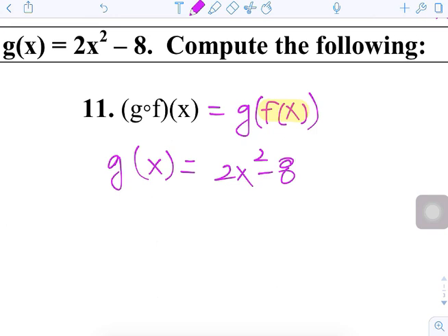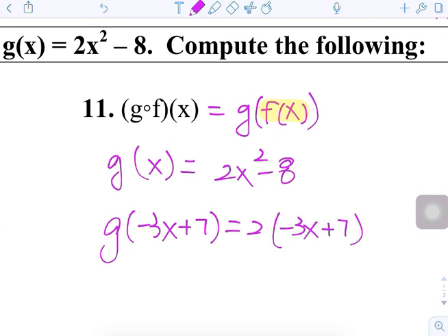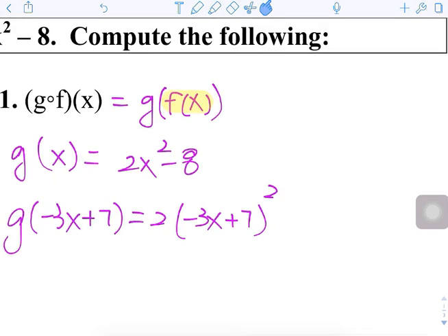Oh, sorry, my phone buzzed. Okay, now I remember f is negative 3x plus 7. That means every single time I see x, I'm going to put negative 3x plus 7 squared minus 8. So the highlighted part is the only part that I'm going to replace. Okay, that's what f of g of x equals.